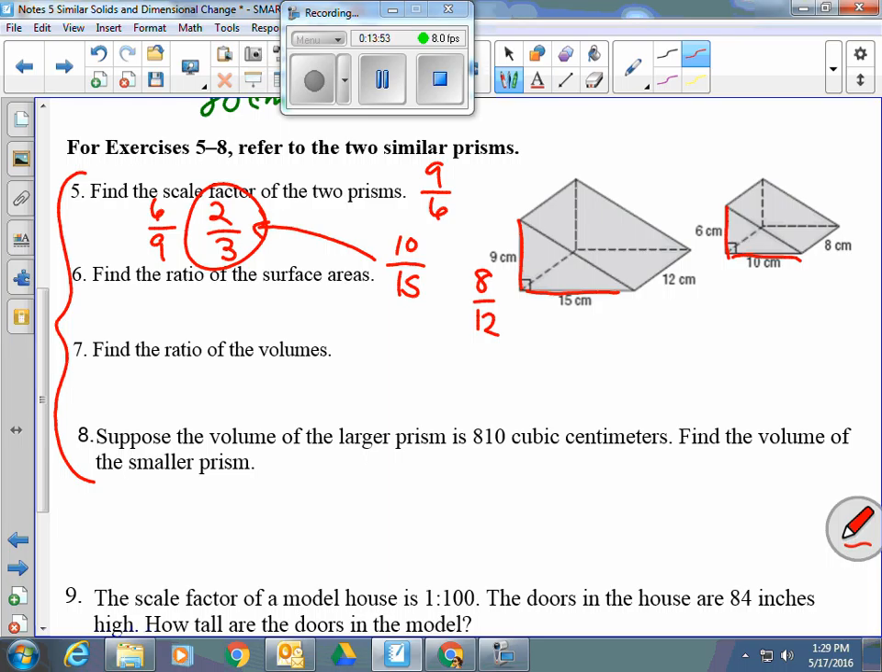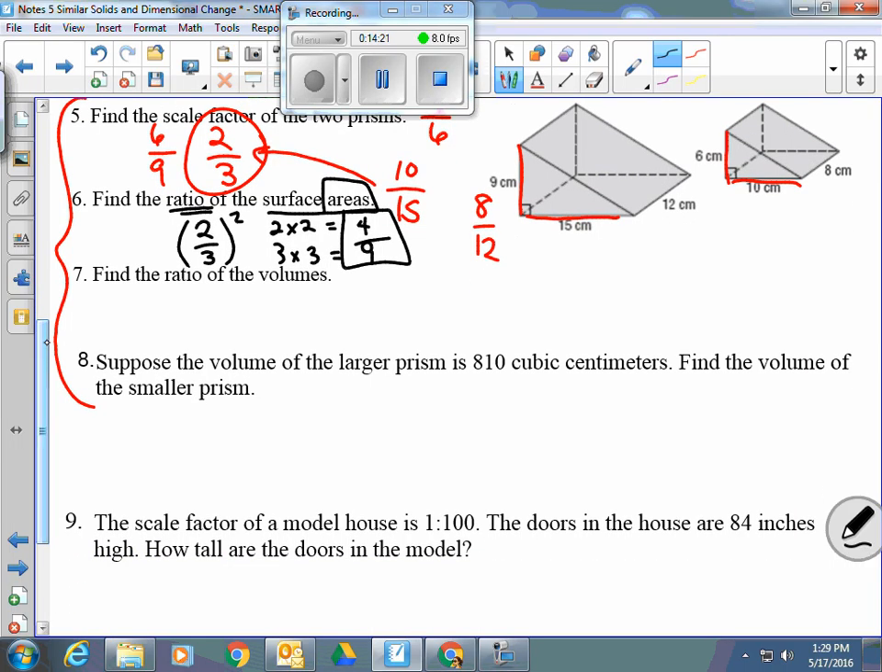The next question says, well, what would we do if it was the surface area? What do we do if we're talking about area? We square it. So I want the ratio, so it's 2/3, but I need to square that. That means 2 times 2, which is 4. And that means 3 times 3, which is 9. So my new ratio for my surface areas would be 4 over 9.